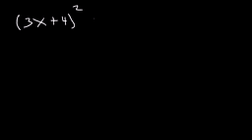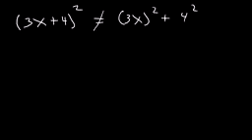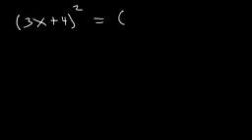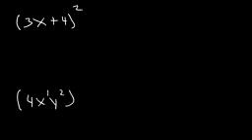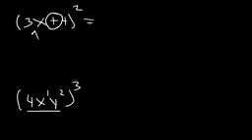Let me tell you what it's not. It is not 3x squared plus 4 squared. Don't do that. So I need to show you the difference between 4x y squared raised to the third power compared to this expression. Everything inside is multiplied to each other. 4 is multiplied to x, which is multiplied to y squared. There's no plus or minus sign in this expression. But here, we have a plus sign that separates the 3x and the 4 term.